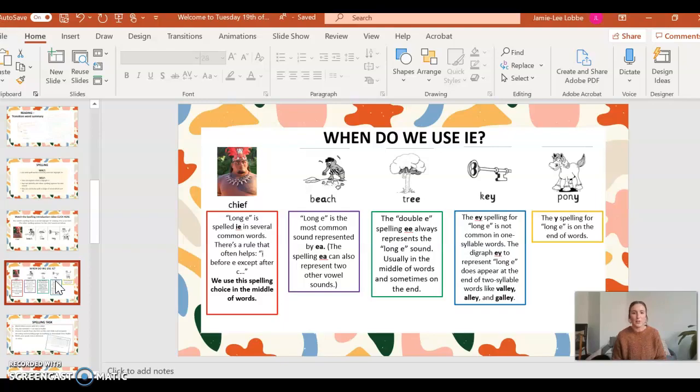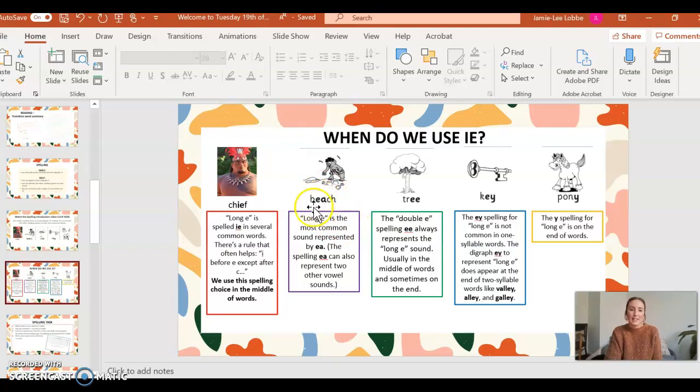So when do we use it? It's a tricky one. One way of remembering IE is the rule I before E except after C. So that's when we're spelling words that have that E sound using I and E. Often people get the E and the I mixed up. Long E is spelled IE in different common words. There's a rule that often helps, I before E except after C. We use this spelling choice in the middle of words. Okay, you're rarely going to see it at the end of words.